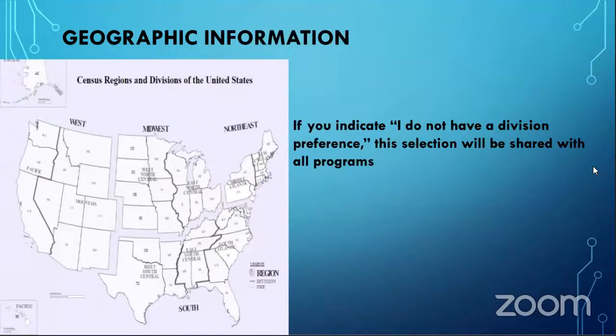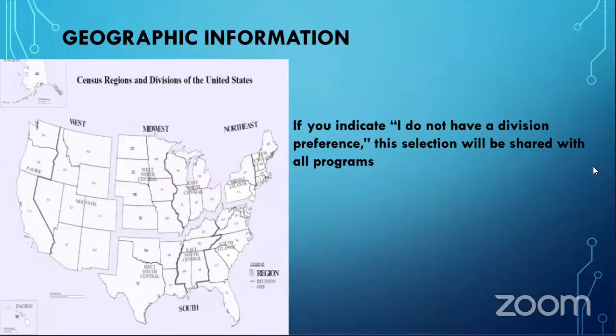So then the geographic information. This part, if you indicate I don't have a division preference, this selection will be shared with all programs. Before that, for geographic information, they don't mention a state or a town. They mention zones. For example, we have to choose Northeast, Midwest, West, like this. So I think this part is easy.